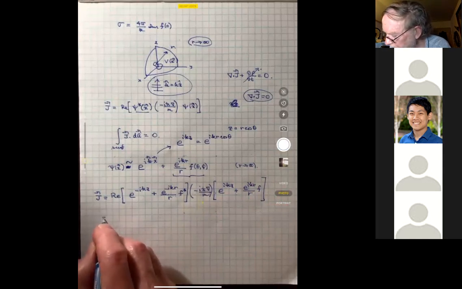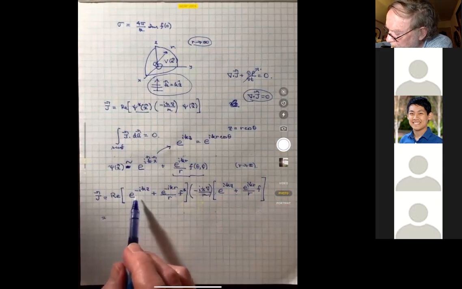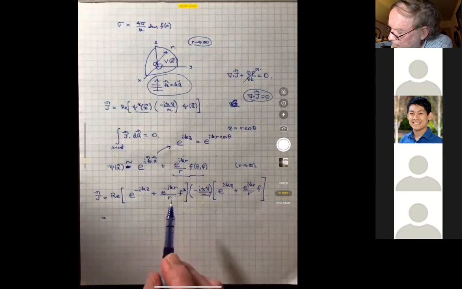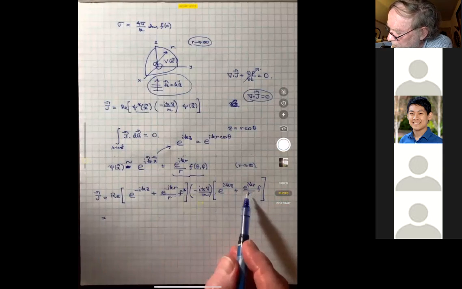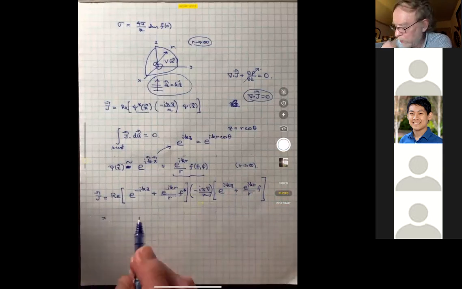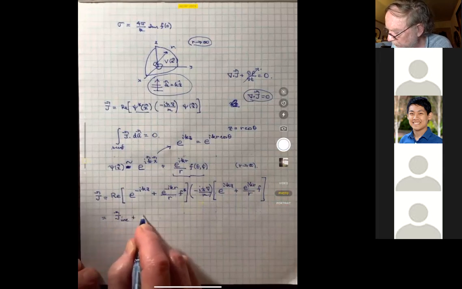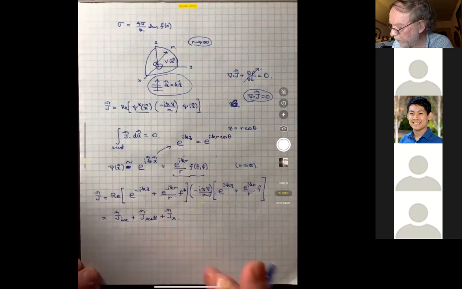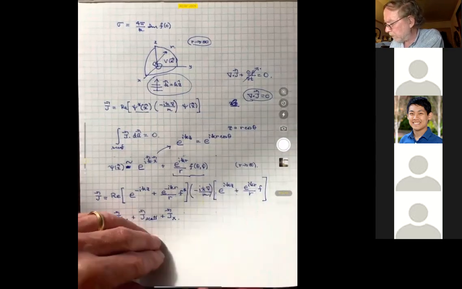Now, this has 3 major terms. There's an incident flux that comes from the e to the i k z on the 2 sides. There's a scattered flux that comes from the spherical waves, e to the plus minus i k r on the 2 sides. And then there are cross terms. So let's write this as J incident plus J scattered plus J x, where x stands for cross terms. All right.